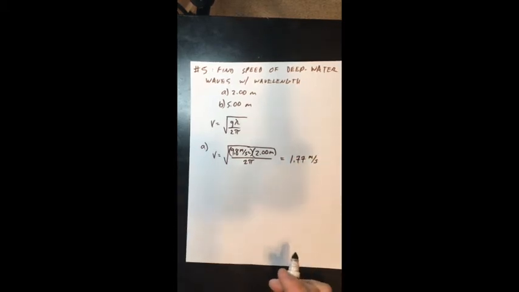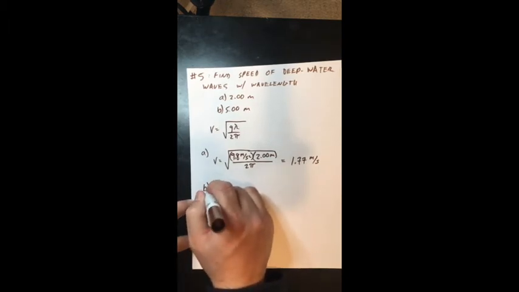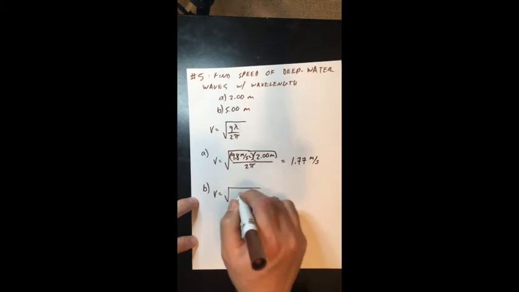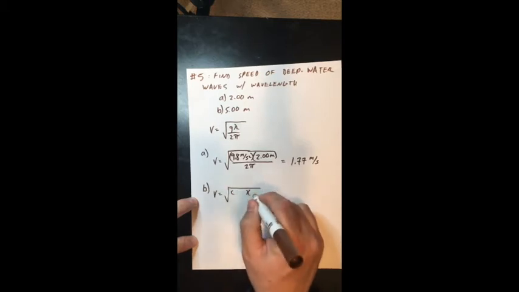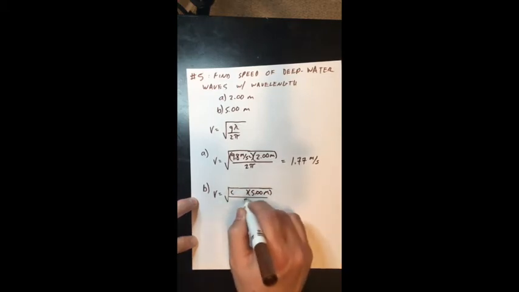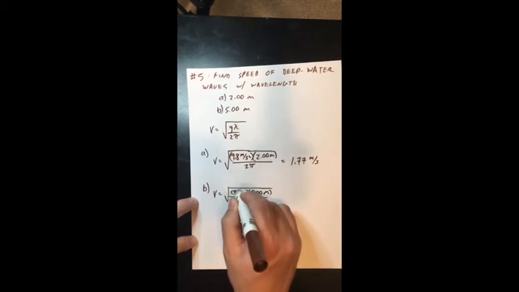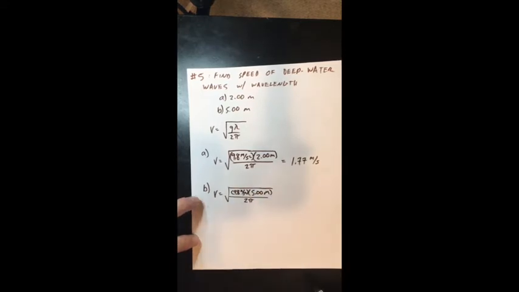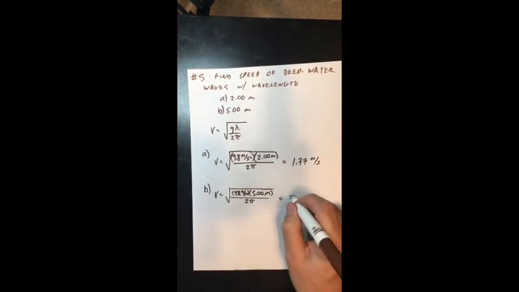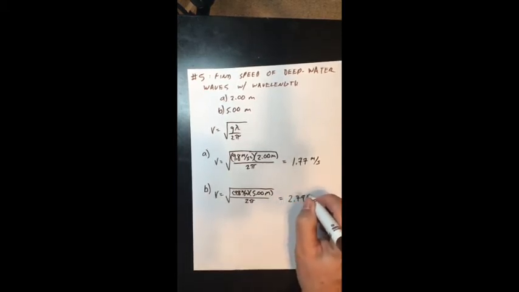And then if we calculate it a second time for part B, the only thing that changes, that stays the same. This part now becomes 5.00 meters over 2 pi. I guess I'm being lazy. I can write that out. It's not that much. 9.8 meters per second squared times 5.00 meters all over 2 pi gives us 2.79 meters per second. So the longer the wavelength, the faster the wave.